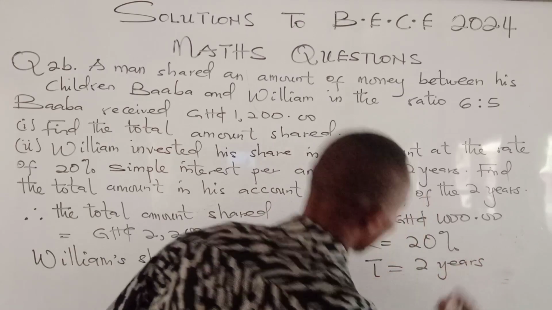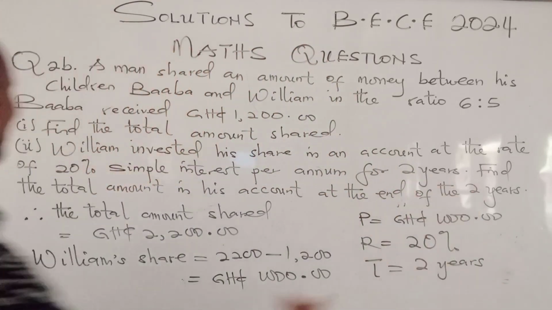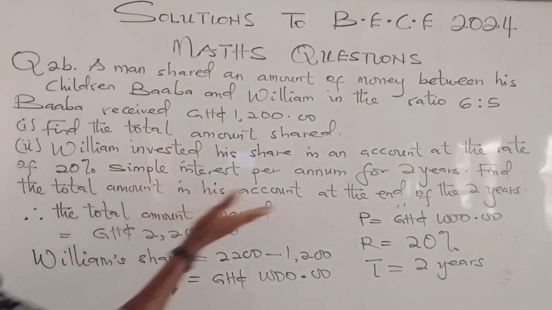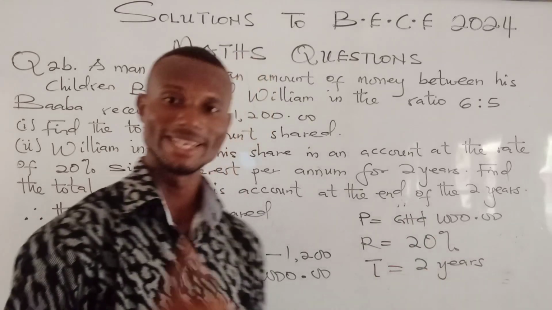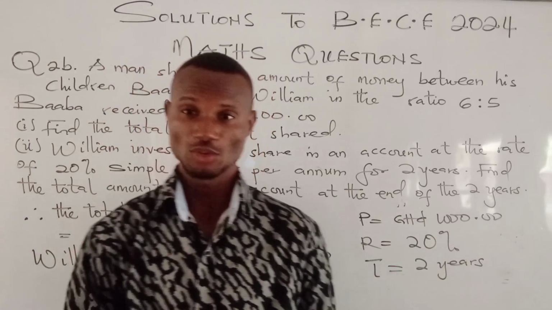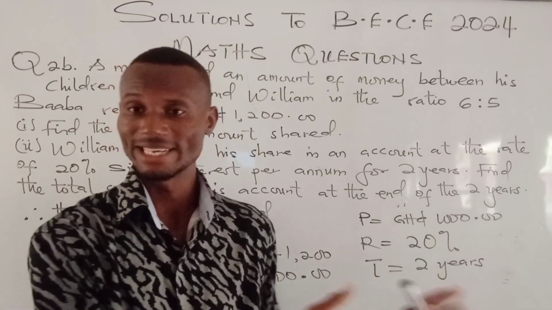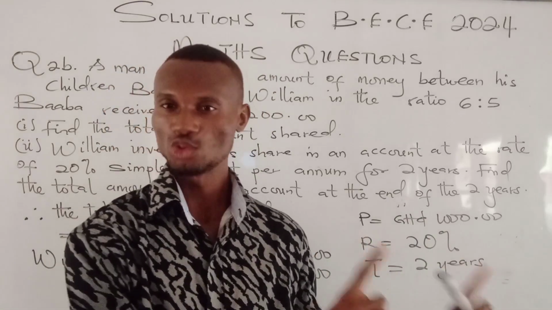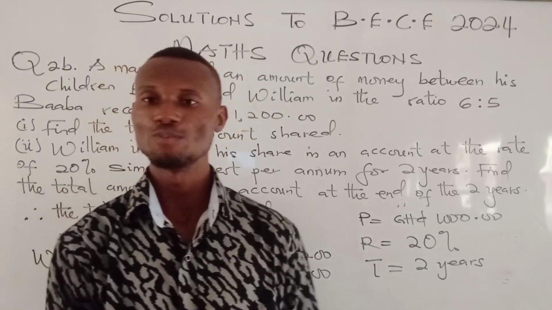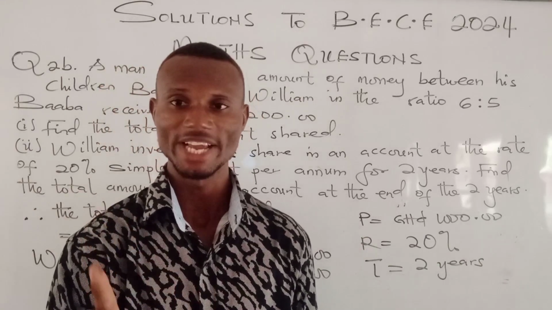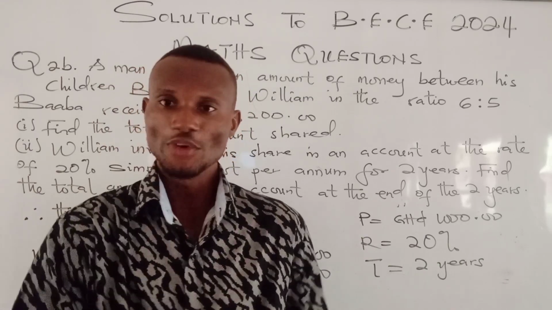I hope you understand and you agree with me up to this point. It says to find the total amount in his account at the end of the 2 years. Listen, we are being asked to find the total amount in his account at the end of the 2 years. Before we can know that total amount, we need to know the interest that he will get during that 2 years.